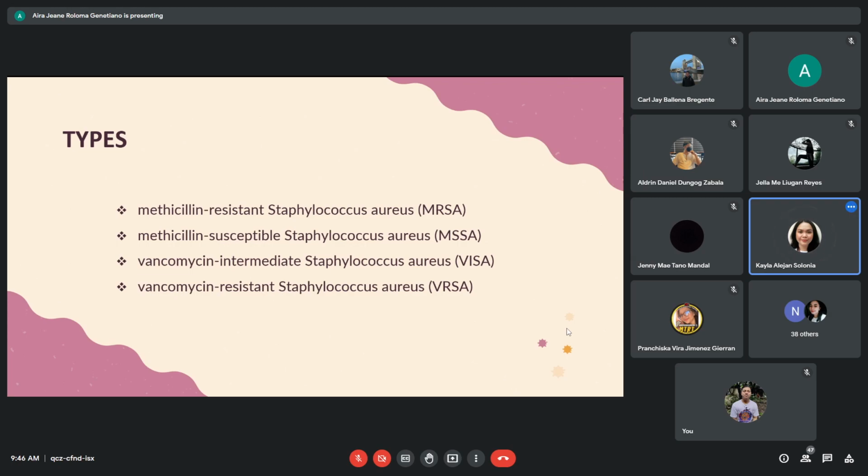To measure the amount of resistance Staphylococcus has to vancomycin, a laboratory test shows how much vancomycin it takes to prevent the growth of Staphylococcus. If there is only some resistance, it is considered VISA, or vancomycin-intermediate Staphylococcus aureus. If there is a lot of resistance, or it has been susceptible to other antibiotics, it is called vancomycin-resistant Staphylococcus aureus. Next.